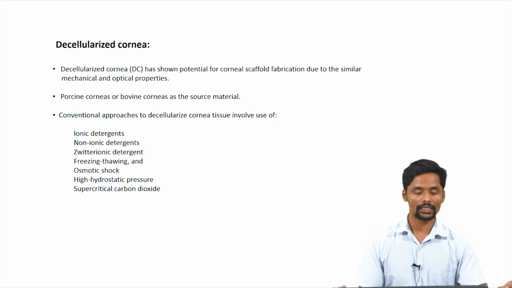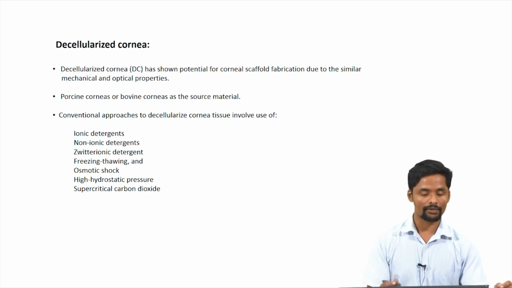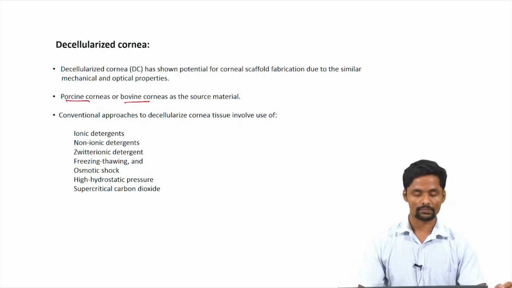And we will go on to the decellularized cornea. The corneal tissue, they decellularize, remove all the cells and the cell debris from the corneal tissue, and they use it for corneal replacement purposes. But the problem is the availability of the human cornea tissue for preparing the decellularized cornea, hence it is taken from porcine or bovine. And as it is a decellularized cornea, its optical and mechanical properties are similar to the natural corneal tissue.